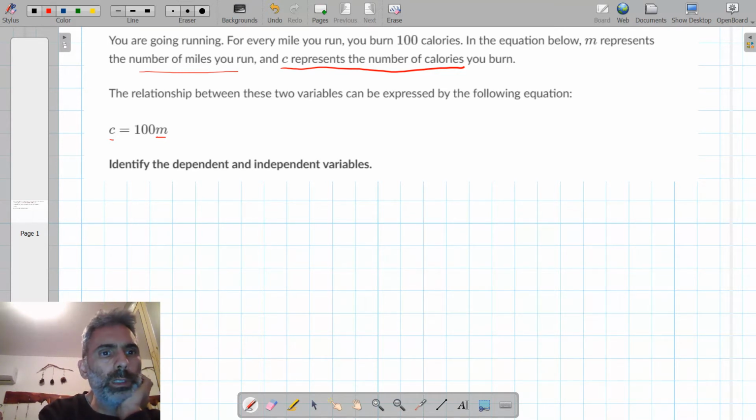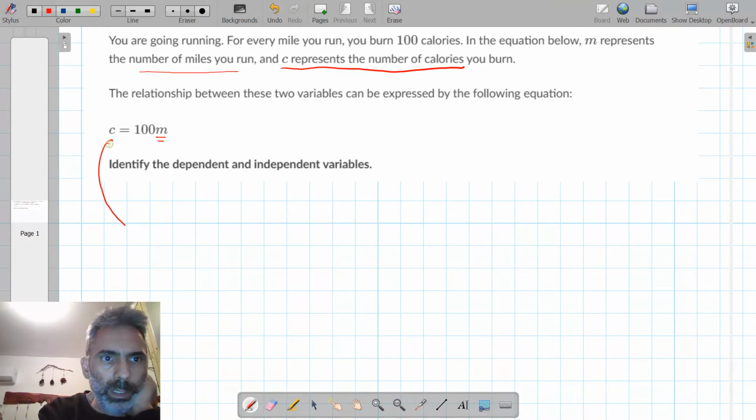Okay, so c is the dependent variable because it's dependent upon the magnitude of this variable. m represents the number of miles you run. So the total number of calories you burn, c, is dependent upon the number of miles you run.